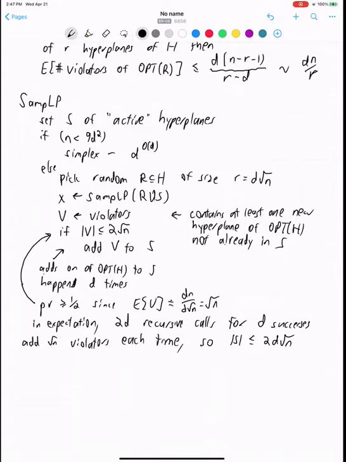Sure. So the argument there was that if your optimum did not involve any of the hyperplanes of opt of H, right? Then removing, let's see. So we're talking about the optimum of a subset, right? Which means that it is better than the optimum of the entire set because there are fewer constraints.